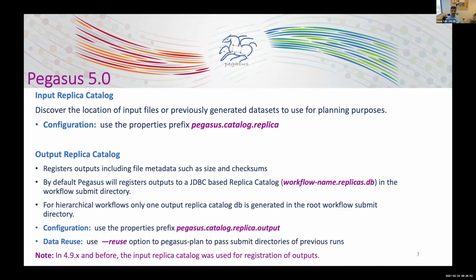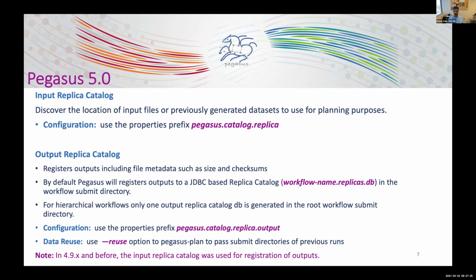Another thing in Pegasus Fibo on the data management side is, we've decided to separate out the notion of input replica catalog, which a user provides to Pegasus so that Pegasus can discover the locations of the input data sets. And then by default, Pegasus will also register outputs in a SQLite based replica catalog in your workflow submit directory. And this gets generated once per hierarchical workflow.